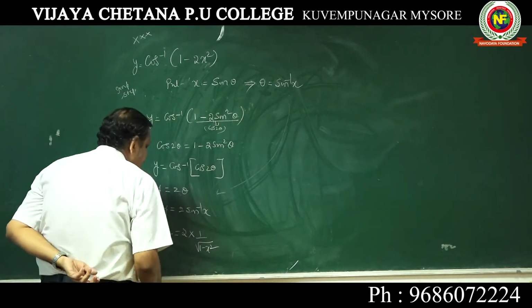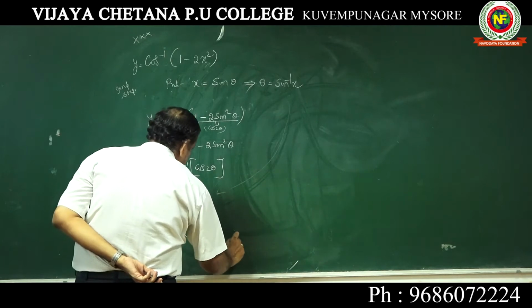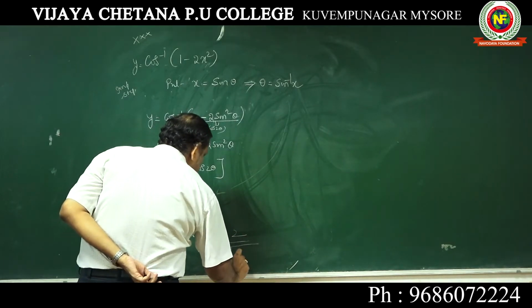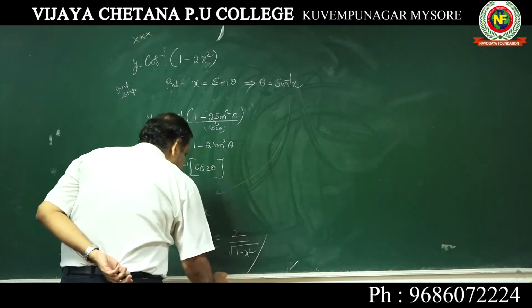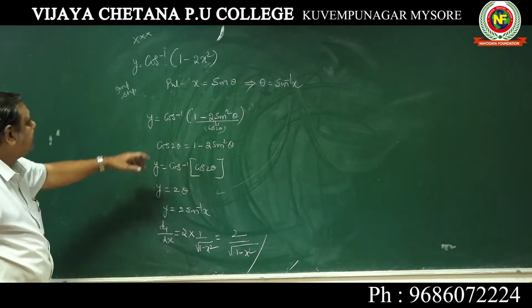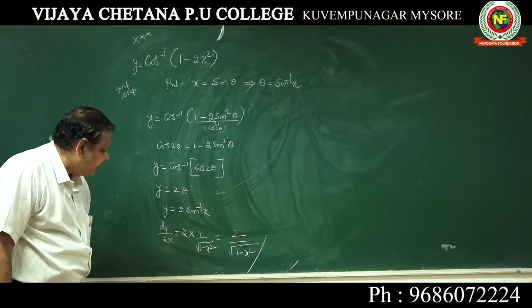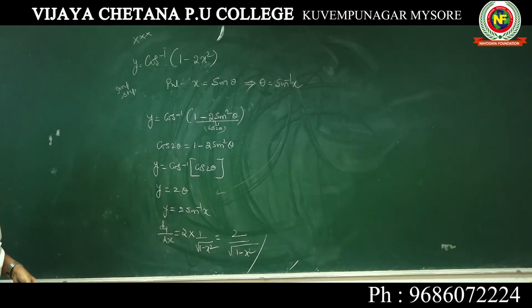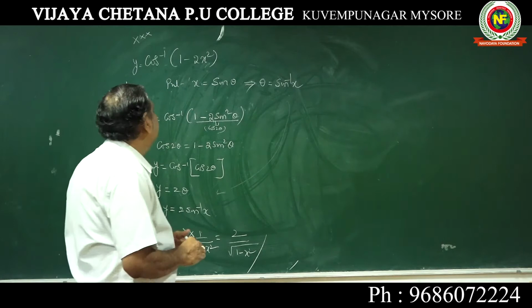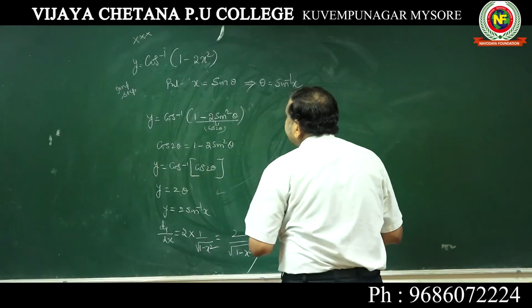Sin inverse x derivative is 1 over root of 1 minus x square, so 2 over root of 1 minus x square is the final answer. The difference between this and 2x square minus 1 is that there you will get minus 2 by root of 1 minus x square, while here it is plus 2 by root of 1 minus x square. I will explain again here.